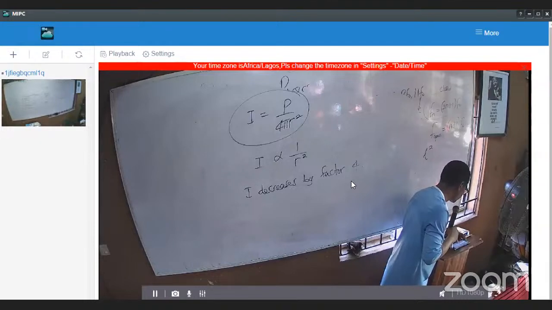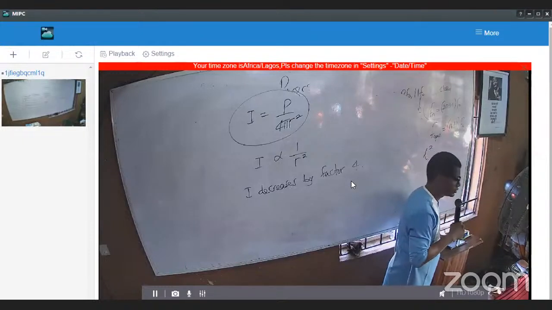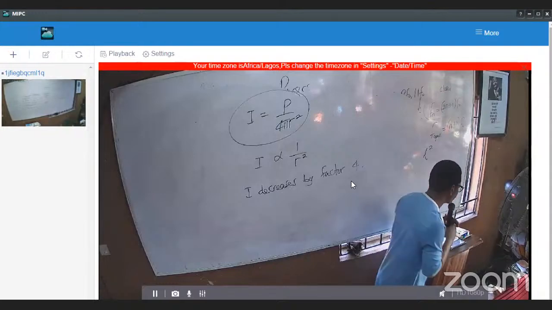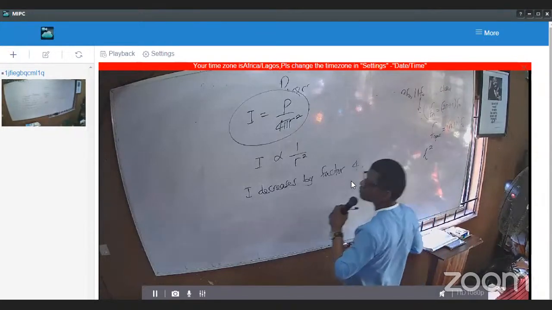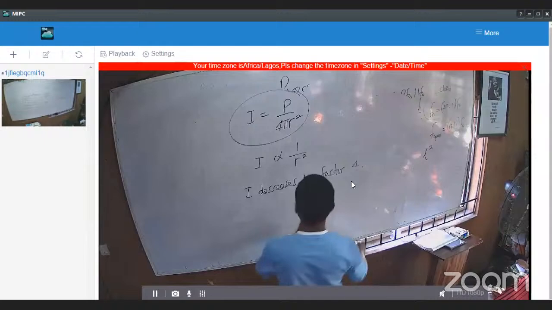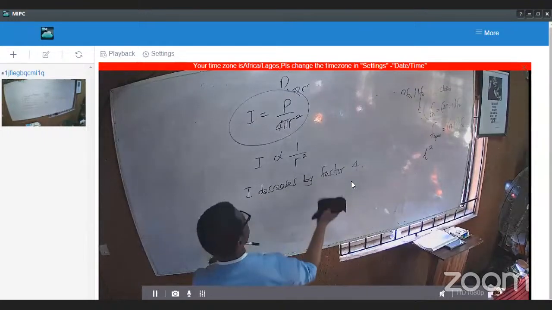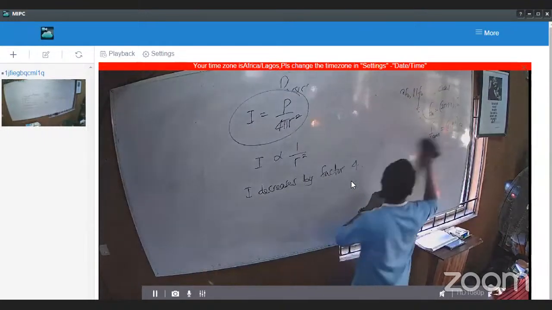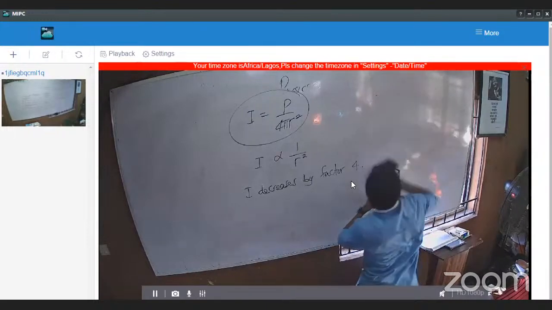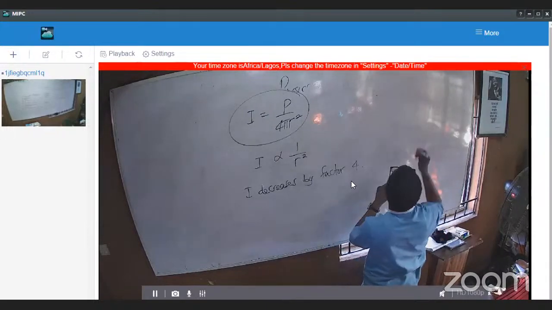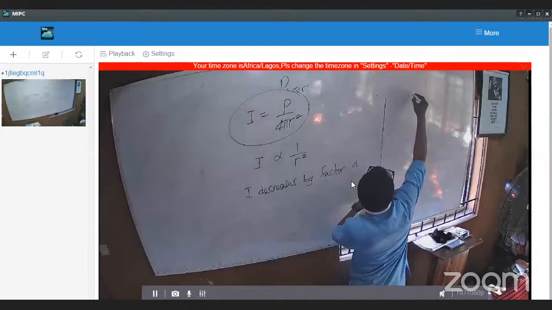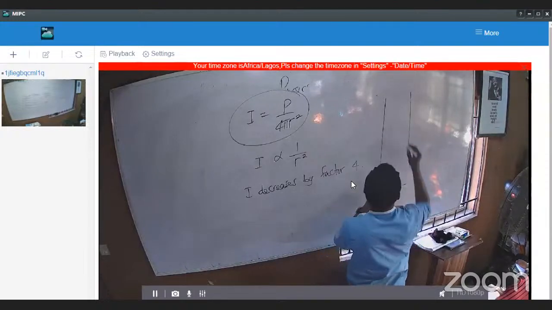The last question. Find the velocity of the wave in the figure below. Draw.